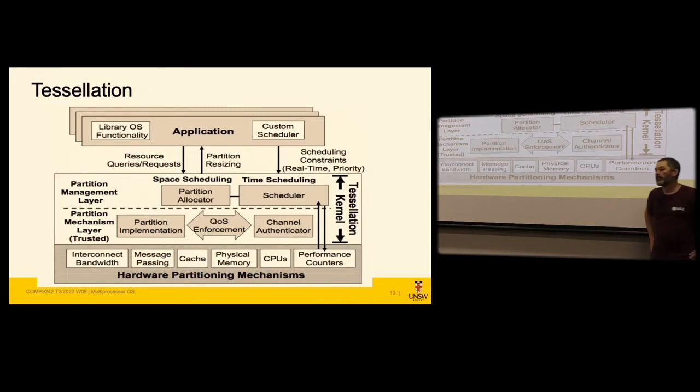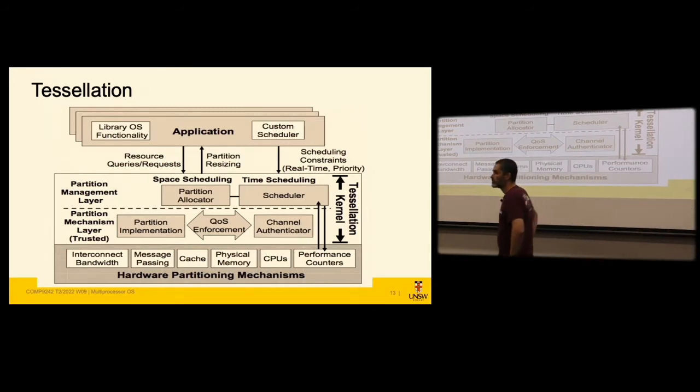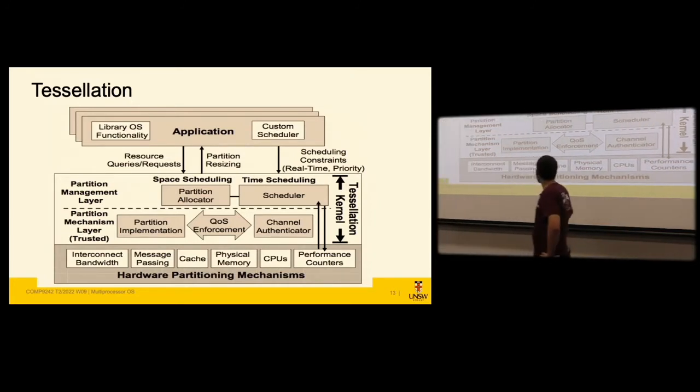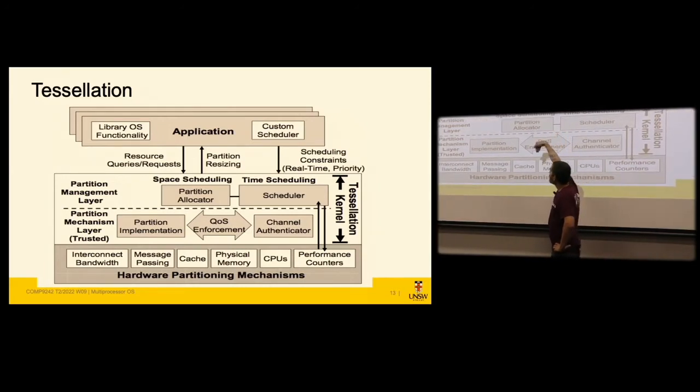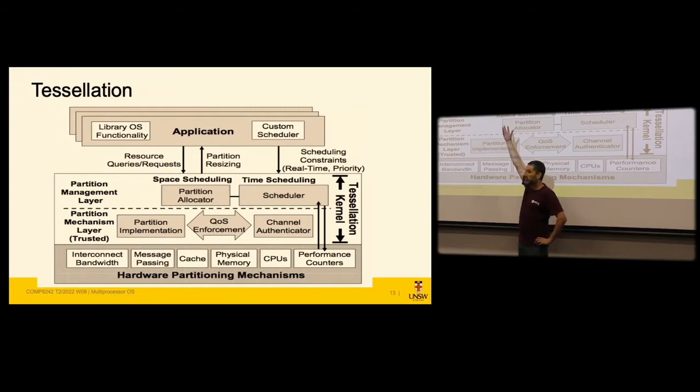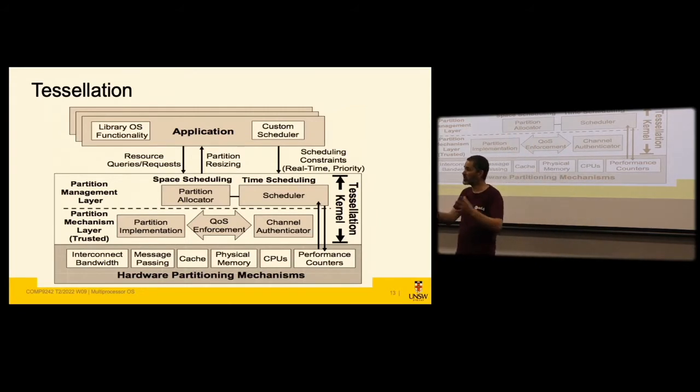Yep? How does the Tessellation approach interact with applications that either can't accurately predict the resources they'll need, or whose resource needs change a lot over their lifetime? So typically, it has an interface that allows you to request more resources or change the resources that you need. So your partition can change over time.